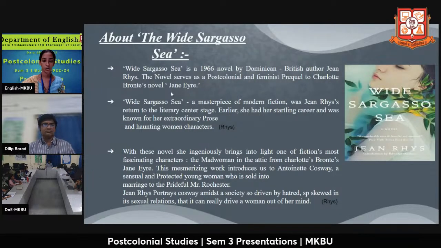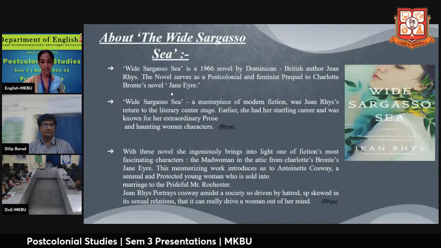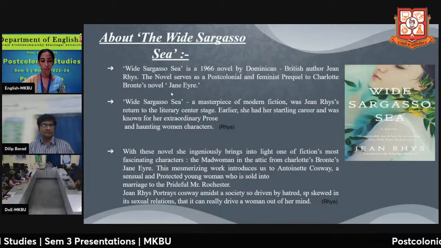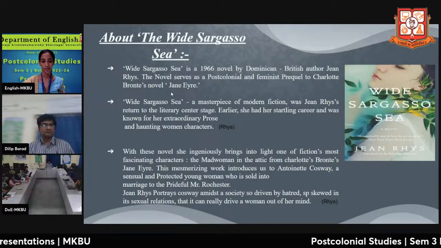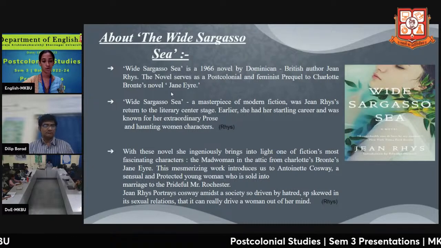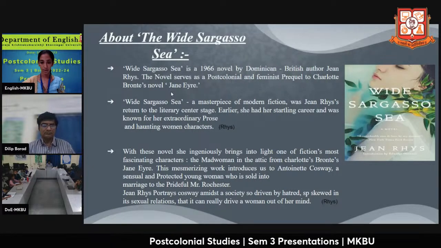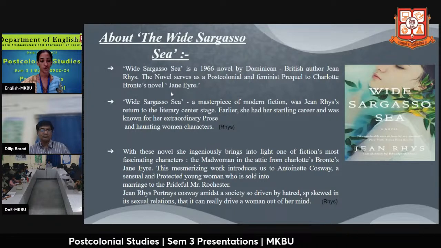About Wide Sargasso Sea. Wide Sargasso Sea is a 1966 novel by Dominican-British author Jean Rhys. The novel serves as a post-colonial and feminist prequel to Charlotte Bronte's novel Jane Eyre.